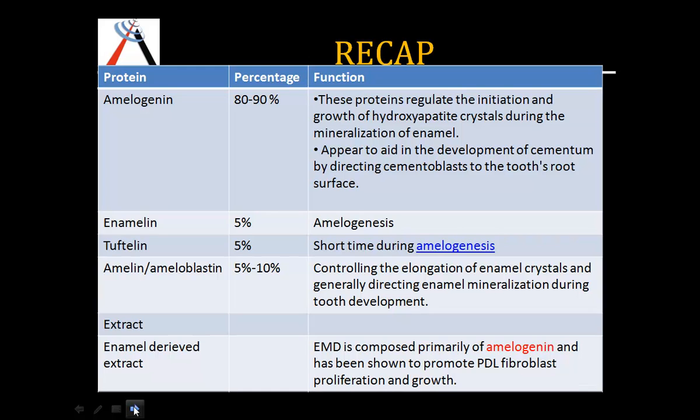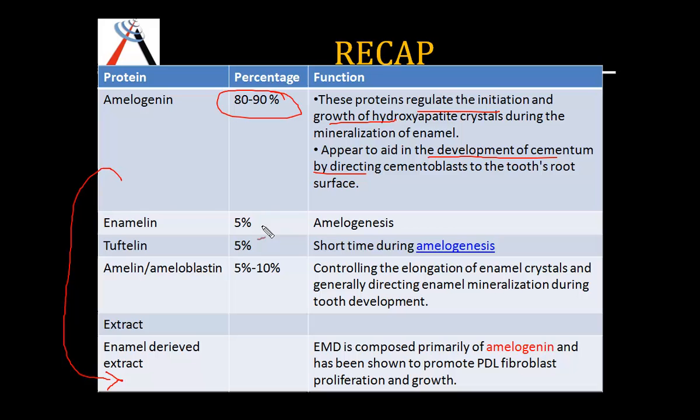A small recap of the enamel proteins. The amelogenin, which is the most important protein of the enamel, comprises 80 to 90%, and it regulates the initiation and the growth of the crystals. Apart from helping the enamel, it is also known to help in the development of cementum, and this discovery led to the formation of an enamel derived extract, which can be later used for innovative approaches of forming the tooth.